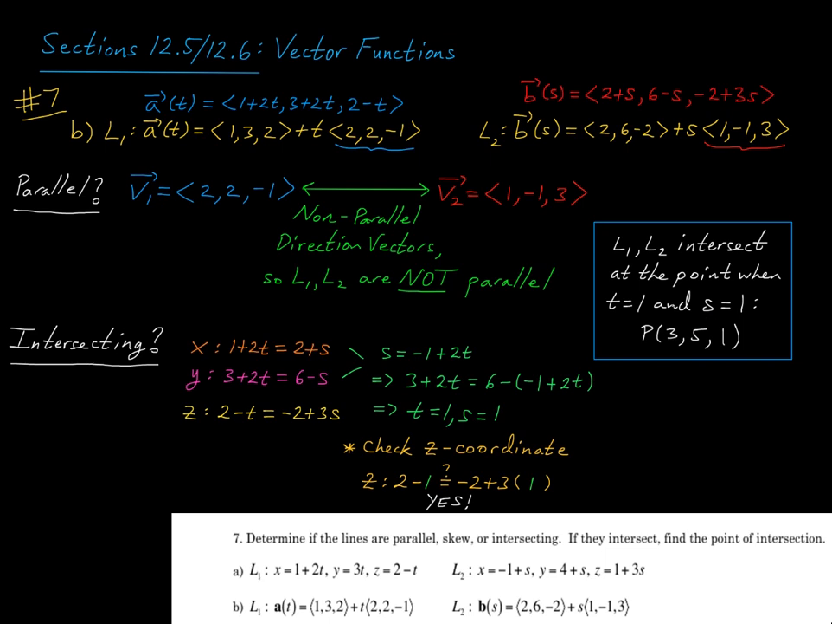And so to find those coordinates, just plug 1 in for t. Okay, so for a of t, well, if you set t to 1, you're going to get 3, 5, 1. And notice you also get the same thing for b of 1, right? 3, 5, 1. So that is our point of intersection, and that is going to do it for this video.